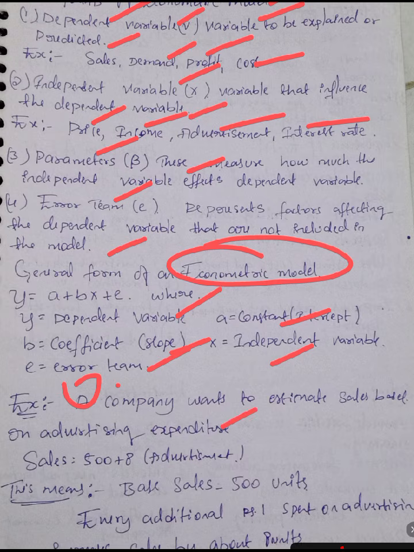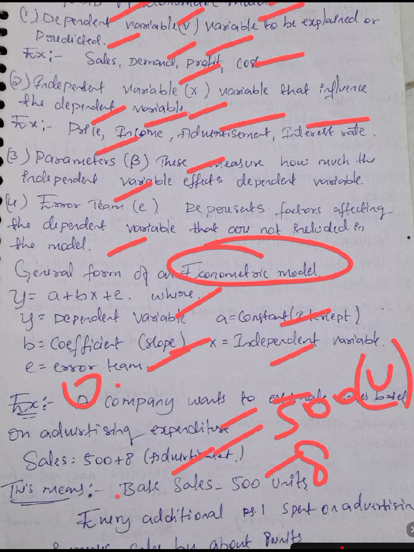Sales is equal to 500 plus 8 times advertisement. This means base sales are 500 units. Every additional rupee 1 spent on advertising increases sales by about 8 units. So 500 units is the base, and 8 units for each rupee spent on advertisement. I hope you guys understood this.